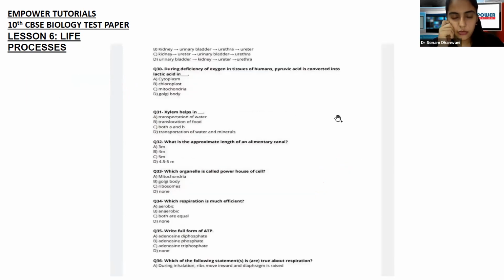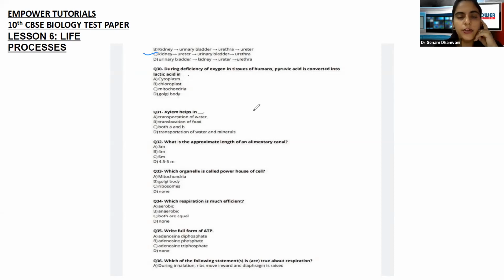The correct path of urine is, I think this is a repeated MCQ. I think we have already discussed this earlier. So the correct option is option C, that is kidney, then the ureter, then the urinary bladder, and the last is the urethra. Urethra usually helps us to completely excrete it out. ठीक है, from the urethra it takes it to the excretory organ and from there it passes on.